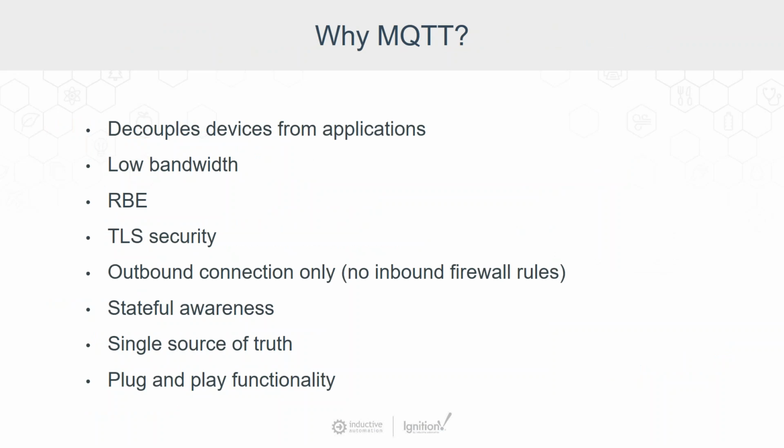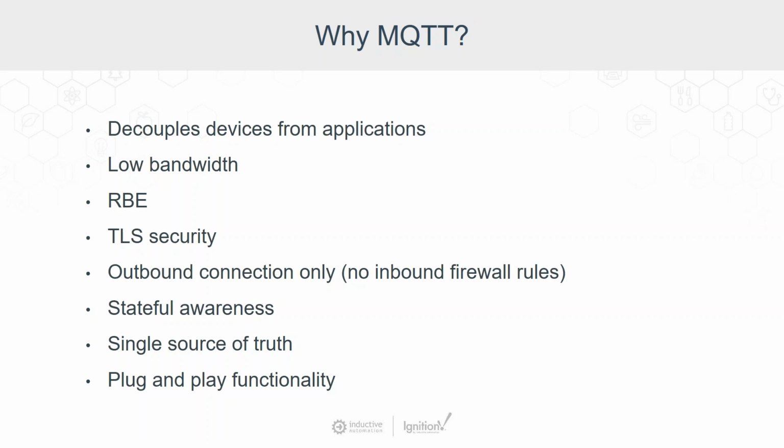So let's talk about those benefits. Why are we talking about MQTT? Well, first and foremost, because of the publish-subscribe methodology and the broker, that's the server in the middle, we can decouple our devices from applications. The second big piece is that it's extremely low bandwidth. It's a very simple protocol, with a 2-byte header, and the rest is the payload. And the Sparkplug specification makes that payload very small as well.